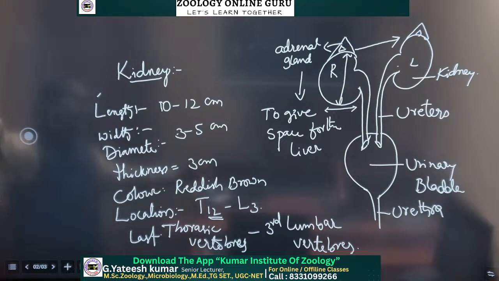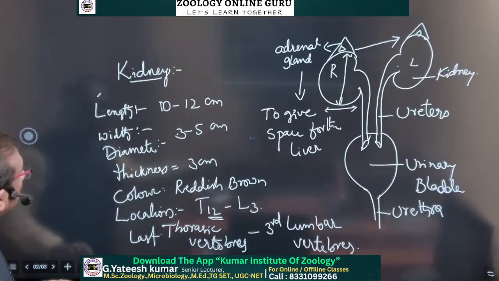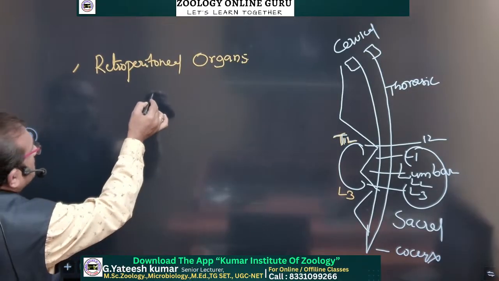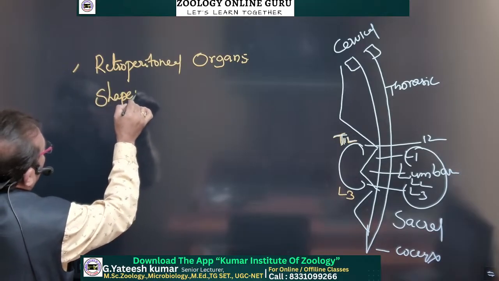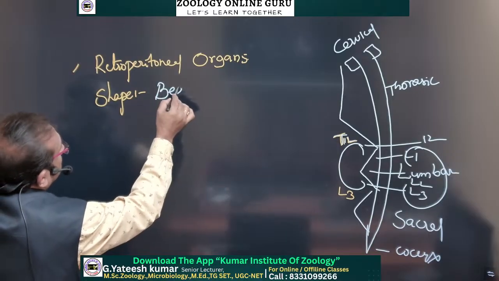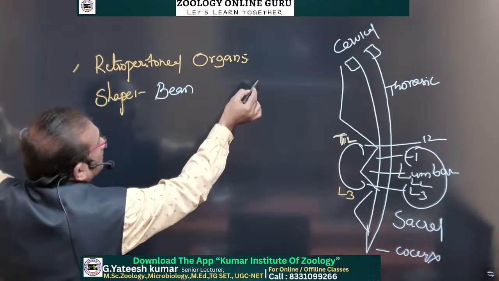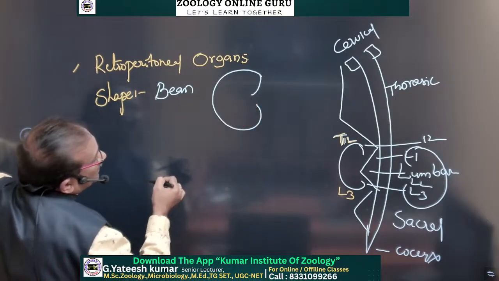Okay. Next here. If you see the shape of the kidney, it is bean shaped. So it looks like a bean seed.